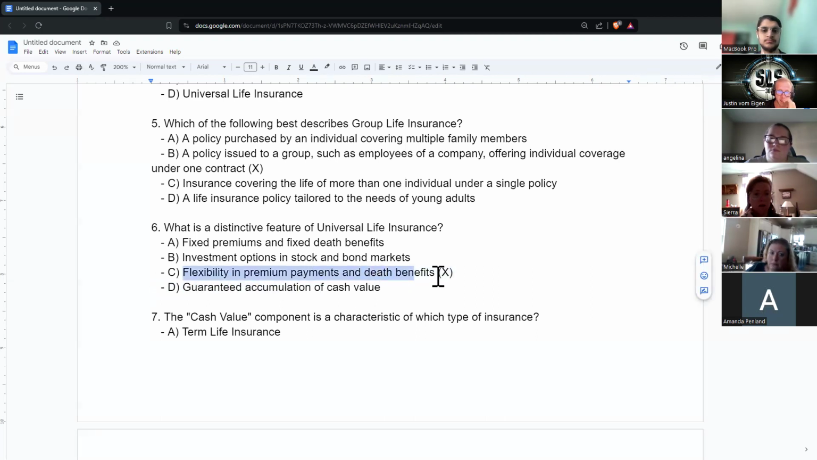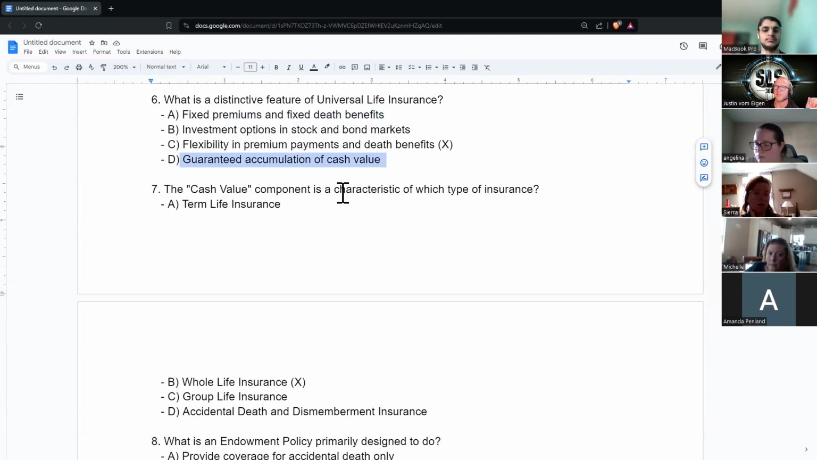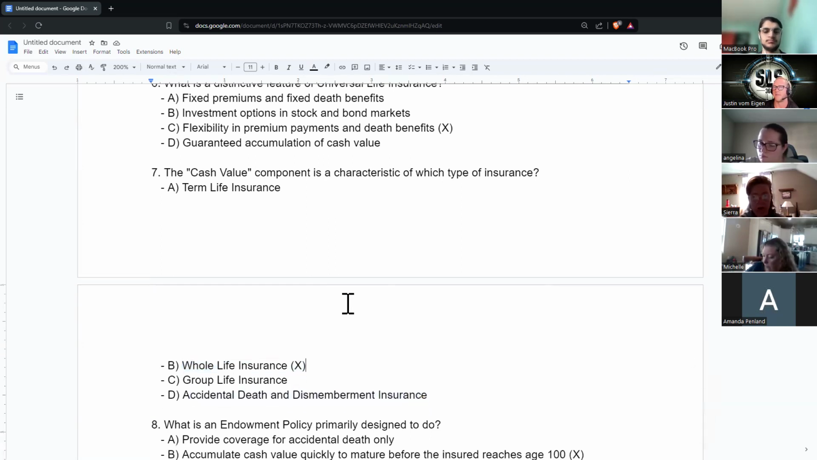What's a distinctive feature of universal life? Flexible premiums and death benefits, so it can fluctuate over time. Fixed premiums and fixed death benefits is like whole life and term. Investment options is variable products, and guaranteed accumulation of cash value is whole life. Cash value is a characteristic of whole life insurance. There's no cash value in term life. Group life is typically term, and accidental death and dismemberment insurance does not have cash value.